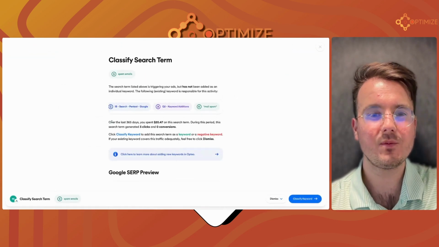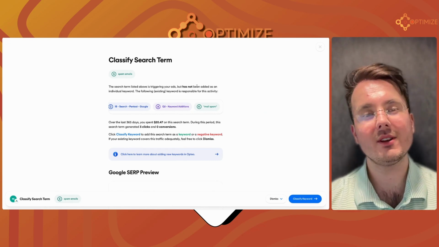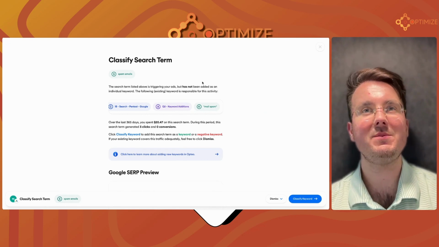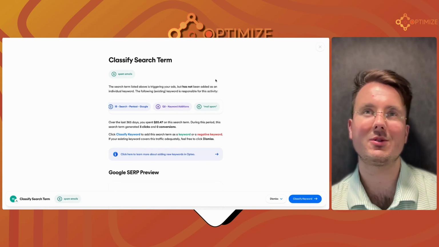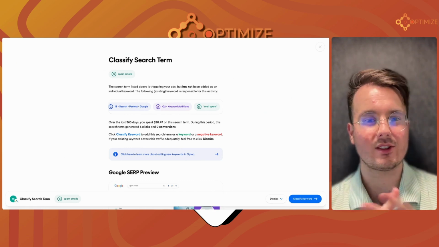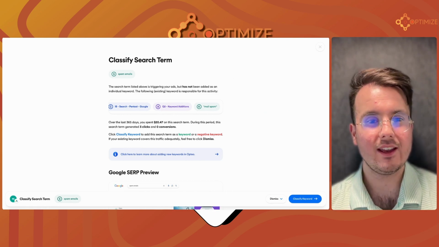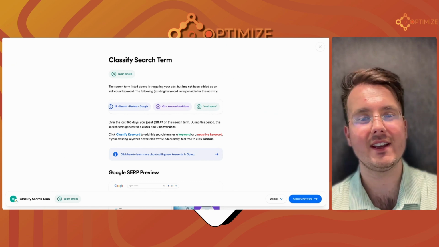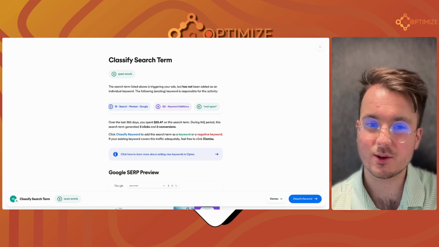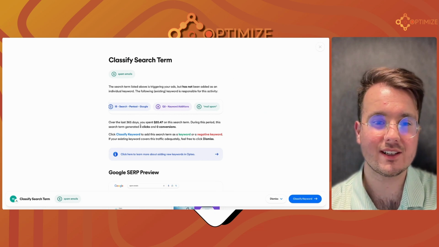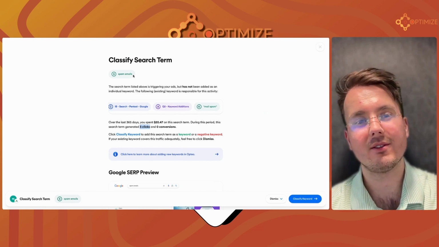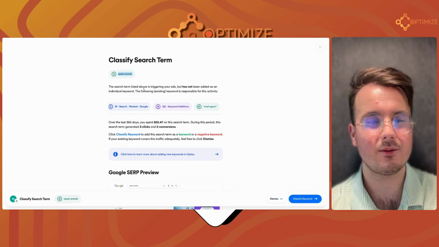So for example, this one. What's really cool about Optio is it's not just keeping tabs on keywords over the course of 7 days or 30 days. It's looking over the course of a year. And it says over the last 365 days, you spent $20.47 on the search term. During this period, it generated 3 clicks and 0 conversions. Now, for all intents and purposes, we don't want to be bidding on this.